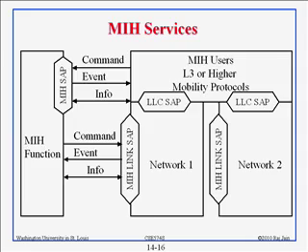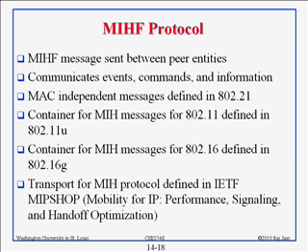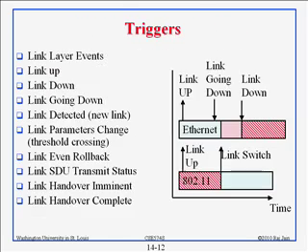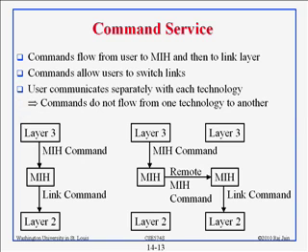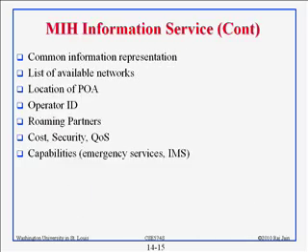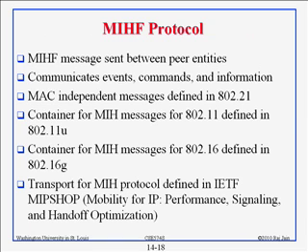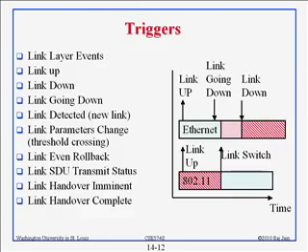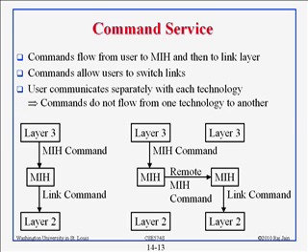If you forget any of the acronyms, you have to go back to the end, and there is an acronym list right there. So MIHF is MIH function protocol. These are sent between the peer entities, and these are the functions that we saw in this diagram right here. This is the MIH function protocol. It communicates events, commands, information. So both the vertical and the horizontal are the MIH function protocol. These are also MIH functions, the vertical ones and the horizontal ones.